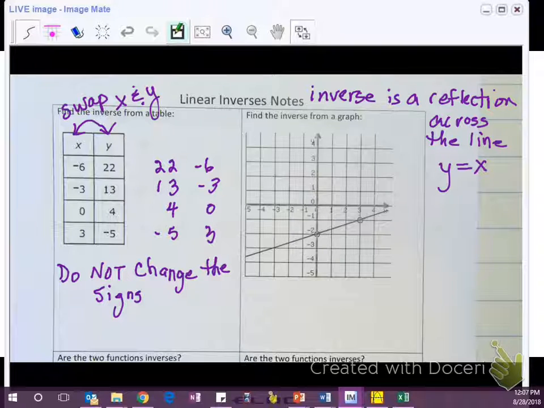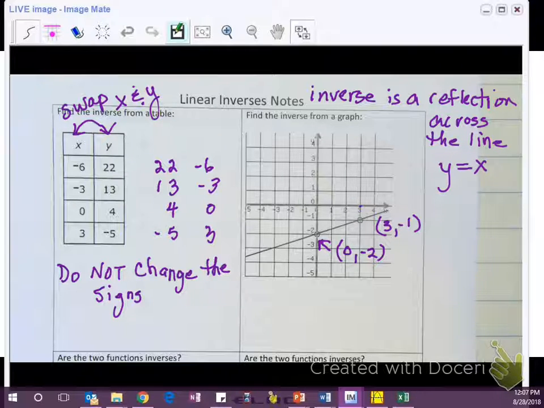So to help us with this next graph, we've been given 2 points that are definitely points on the graph. So what I want to do is identify the coordinates. This one is 0, negative 2. And this one is 3, negative 1. Everybody agree? Those are the coordinates of those 2 points. So to get the inverse, we're going to swap those.